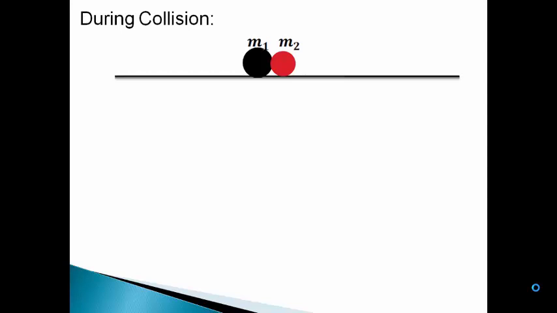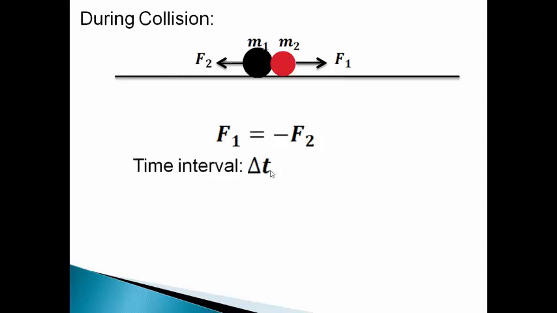Now, if we talk about what happened during collision, m1 exerted force F1 on m2 while m2 exerted force F2 on m1. According to Newton's third law, these forces are equal in magnitude and opposite in direction. That is why we have the negative sign here. Now this force was exerted for a time interval of delta t. So if we multiply delta t on both sides, then F1 delta t equals negative F2 delta t.